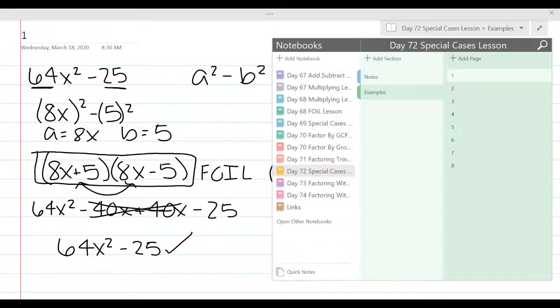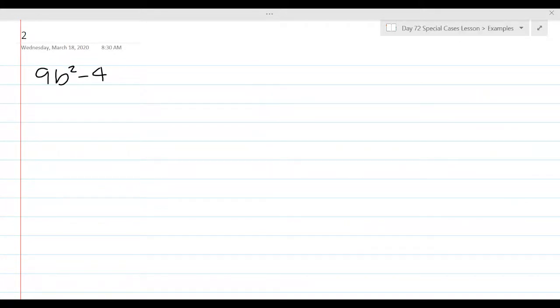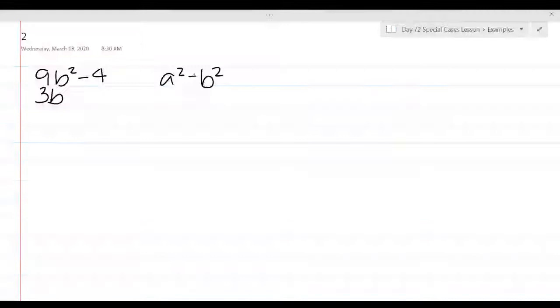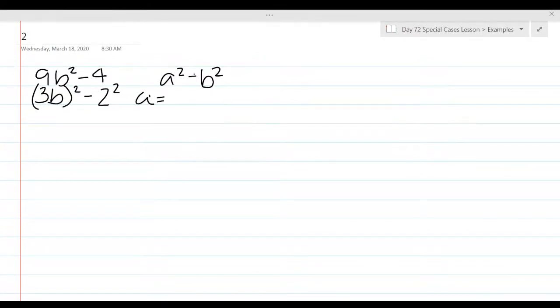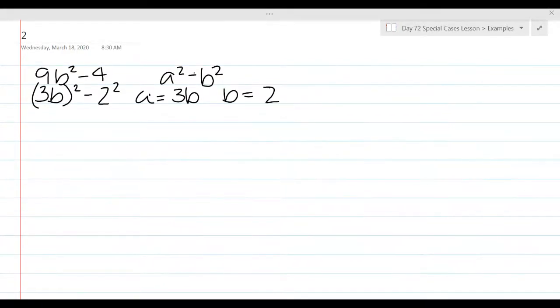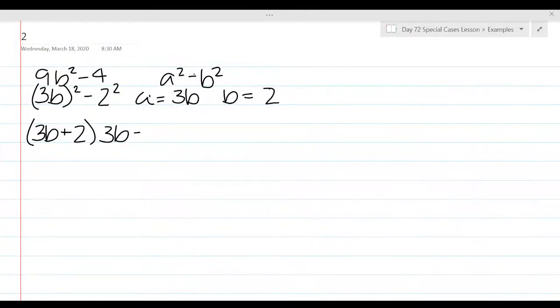Okay, let's look at our next example. Again, you can see this looks like our first special case of a squared minus b squared. So we want to make sure that it's in that form. We're going to take the square root of 9, which is 3. Then we have b and all of that squared. Minus 4 is the same as 2 squared. So a equals 3b and b equals 2. So our final answer is going to be 3b plus 2 times 3b minus 2.